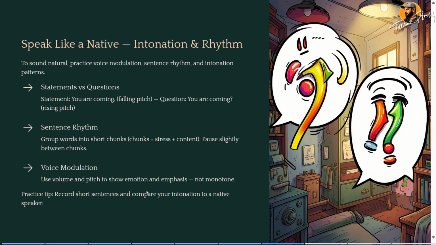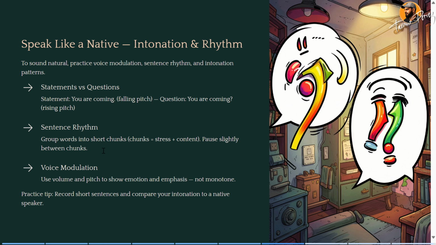So, in this module, we'll be learning how to speak like a native. In that lesson, we'll be learning intonation techniques. We'll be learning the flow, the rhythm. So to sound natural, you have to practice these kind of voice modulations. जो sentence rhythm होती हैं, जो intonation patterns होते हैं, जैसे statements versus questions, तो उनके जो कहने का अंदाज़ होता है वो कैसे चेंज होता है.